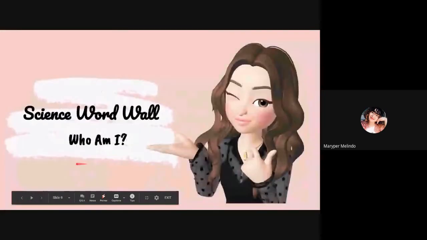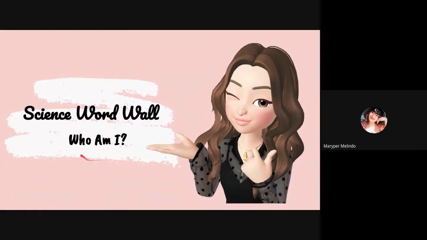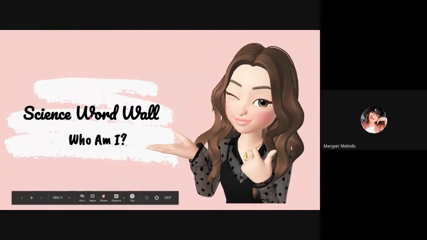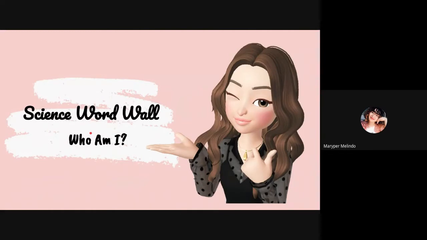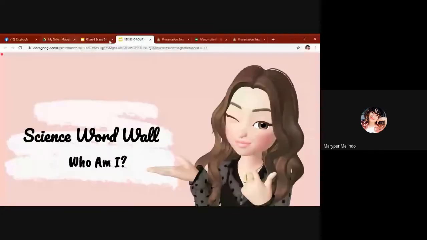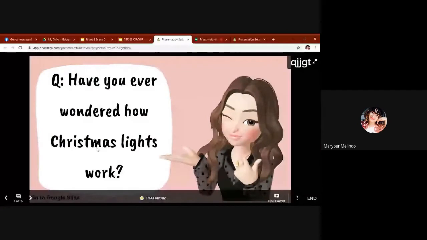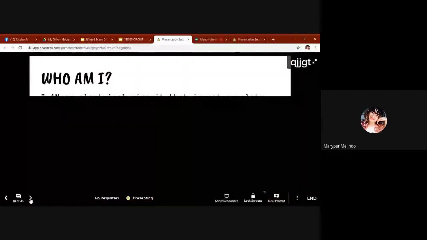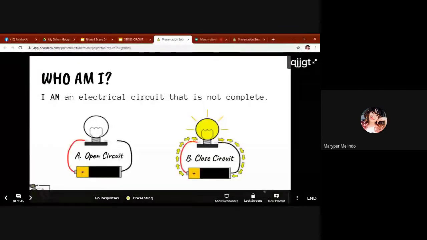Yeah. So now we will proceed to our science word wall. My very favorite science word wall, which is who am I? So we have to have this one for our vocabulary words or scientific terms so that we will understand the lesson as we go on. Okay, let's go back. Okay, so I have here statements and they're asking who are they.